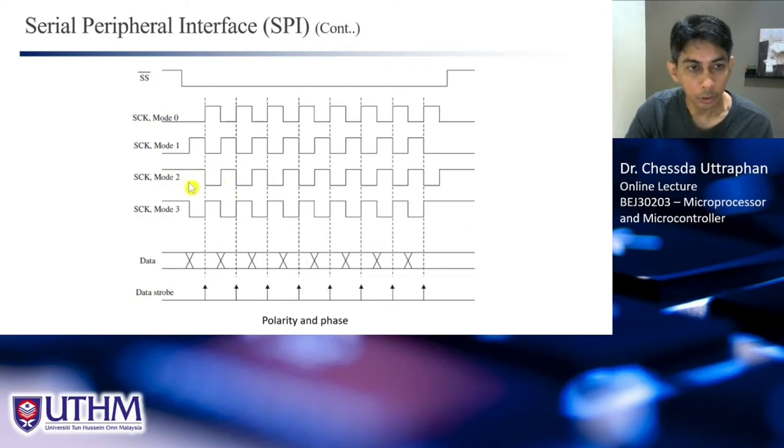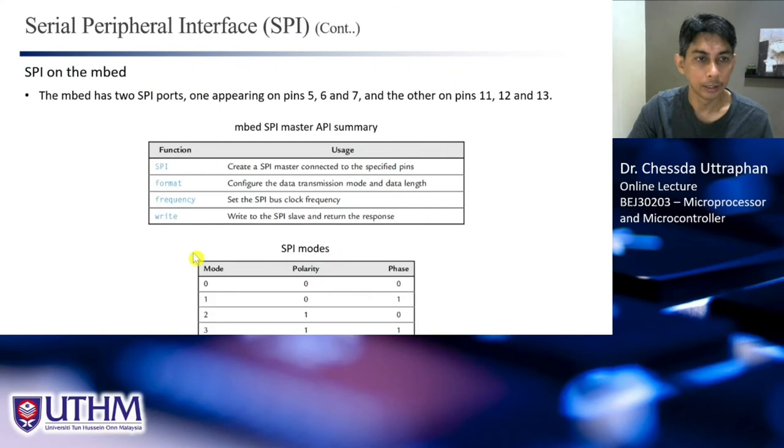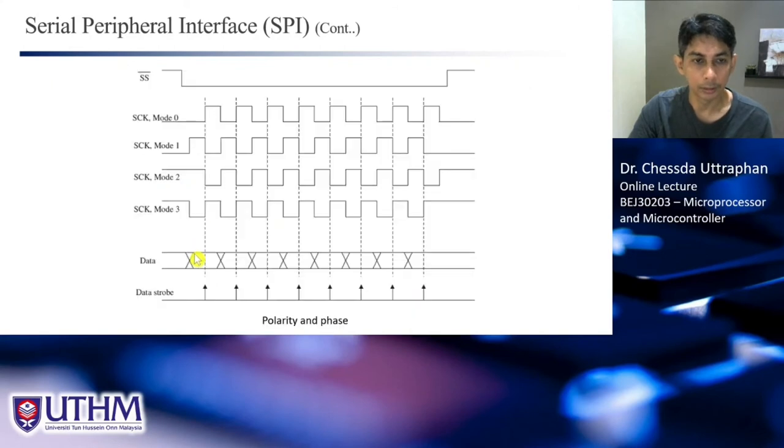What about mode 2? Mode 2 and mode 3, both, for the idle, when we have no communication, the clock will be at the high state. And for mode 2, we will read the data at the falling edge. And for mode 3, we will read the data at the rising edge or positive edge of the clock. So that is the difference between the modes. We have 4 modes for SPI communication. So you can use any mode, but make sure that both receiver and the sender are using the same mode, right?